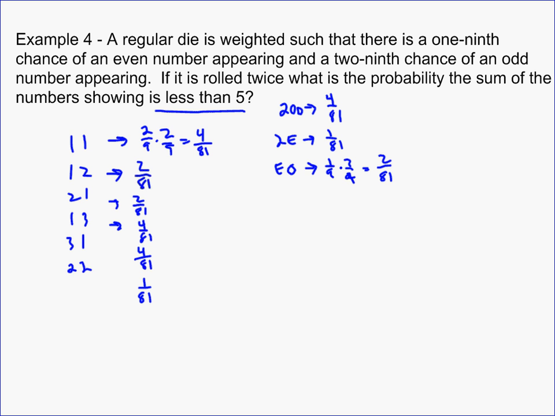You just add up the numerators. You're going to end up with 6, and 6 is 12, plus 5 is 17. And so the probability of this happening is 17 over 81. So the probability in this scenario of getting a sum of less than 5 is 17 over 81.